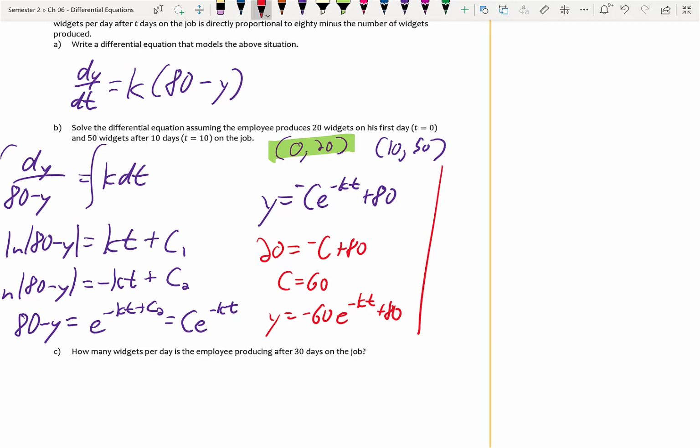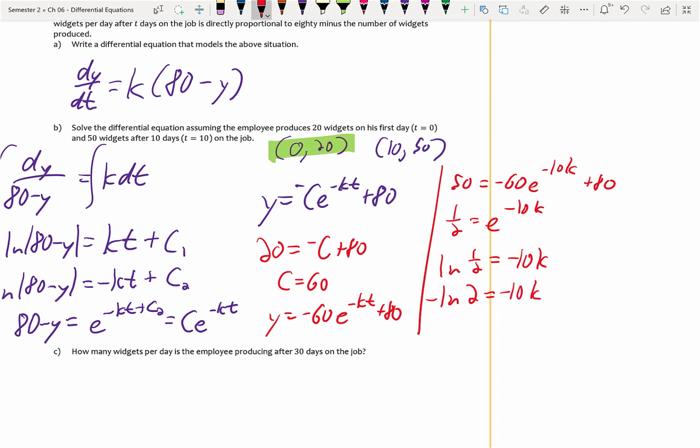Now let's plug in 10, 50. 50 is equal to negative 60 e to the negative 10k plus 80. Subtract 80 and divide by negative 60. I get 1/2 equals e to the negative 10k. Or natural log of 1/2 is equal to negative 10k. I've got a way to kill that negative right now. Isn't natural log of 1/2 negative ln of 2? So k is ln of 2 over 10.